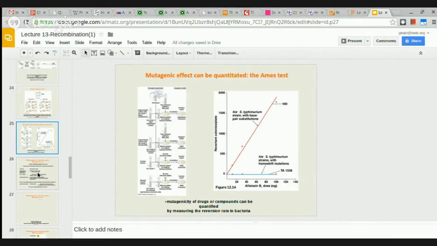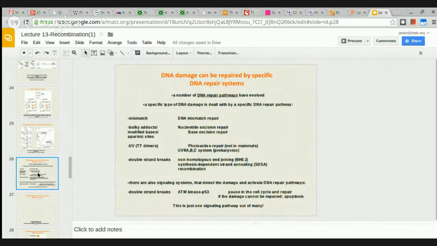Now, we've talked about how mutations arise. I want to talk about how these are repaired. So here's a little bit of a study sheet for that. There are a number of pathways. I already mentioned the mismatch repair. The DNA mismatches are dealt with by a specific machinery called DNA mismatch repair. That's actually mostly active in S phase during DNA replication.